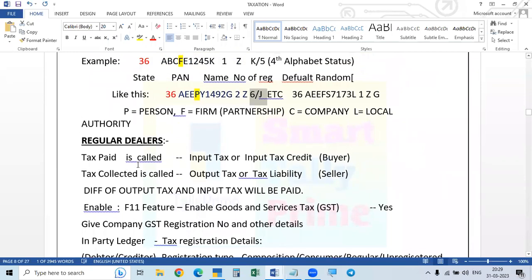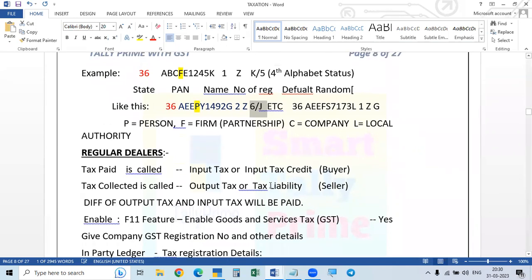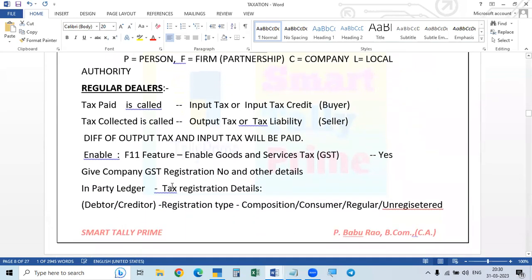As I told you already, tax paid on purchases is called input tax or input tax credit. When the tax is collected, it is called output tax or tax liability. Output tax means tax collected on output supplies. Input tax means tax paid on input supplies. That's all.